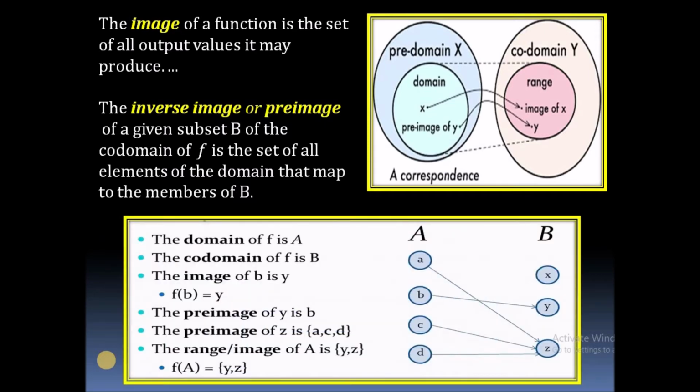You can see this figure. Set A and B is there and mapping is there. So domain of F is set A. The codomain of F is set B. The image of B is Y. Therefore, F of B is equals to Y. You can see here F is relating with B as Y. The pre-image of Y is B. मैंने बोला pre-image हमेशा आपको domain में मिलेगी और image आपको हमेशा codomain में मिलेगी. The range that is image of A is YZ.